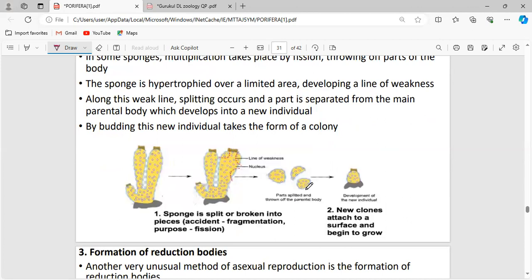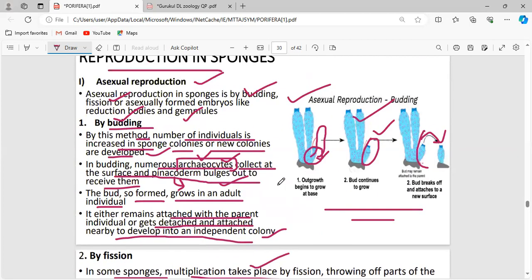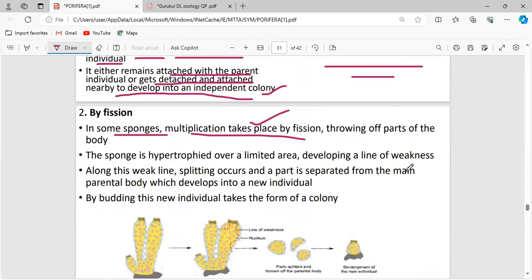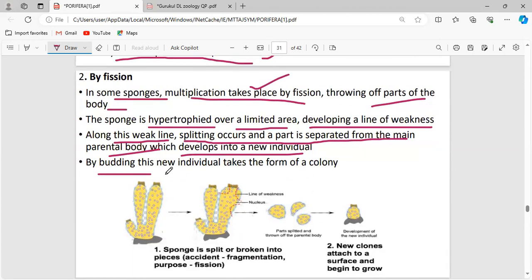Next comes the fission. In some sponges, multiplication takes place by fission. Which type of fission? It may be binary fission or multiple fission, throwing off parts of the body. The sponge is hypertrophied over a limited area, developing a line of weakness. Along this weakness line, splitting occurs and a part is separated from the main parental body, which develops into a new individual. By budding, this new individual takes the form of a colony.